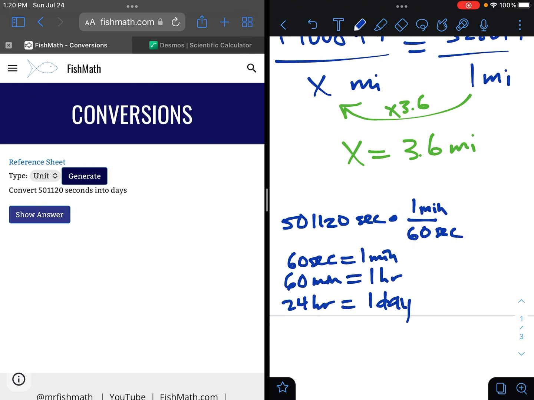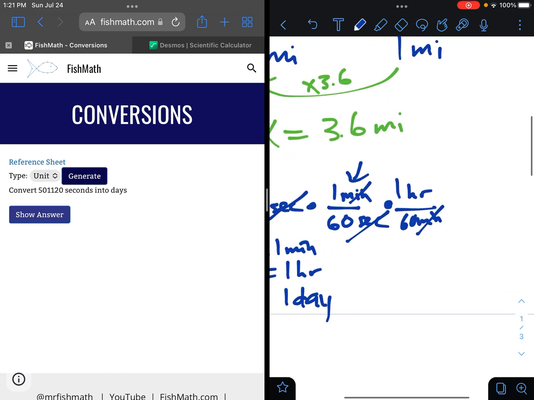And the reason I put the seconds on the bottom here is because that'll cancel with the seconds up top. Because technically, if there's no fraction, this is over 1, and that's up top. And that would get me to minutes. But I want to get all the way to days. So I want to do this a couple more times. I want to get rid of minutes. So 60 minutes in 1 hour. That'll get rid of minutes.